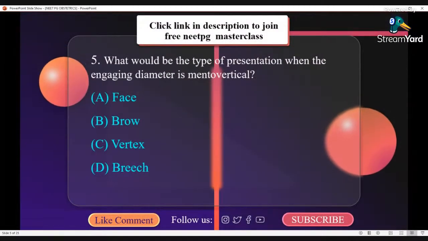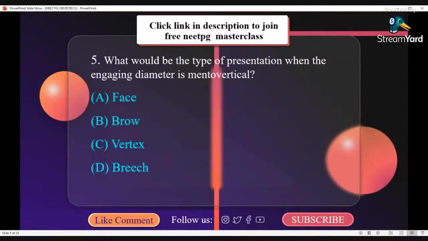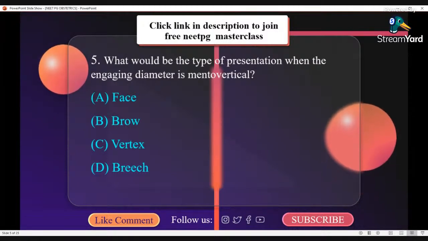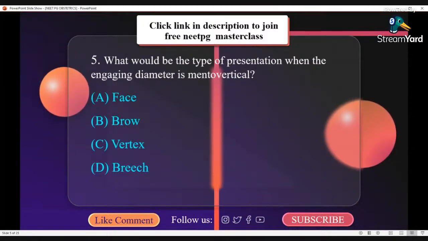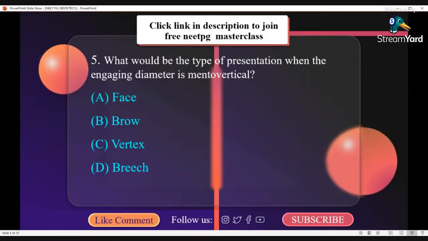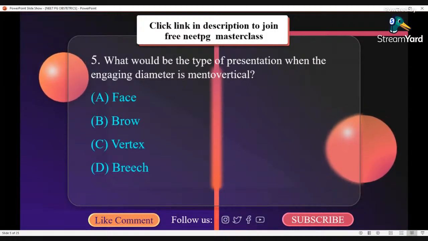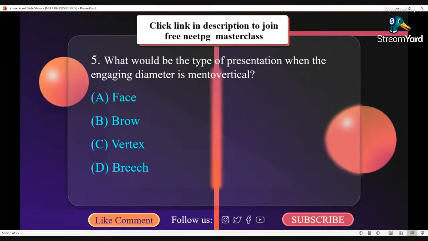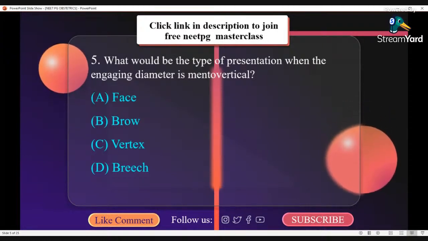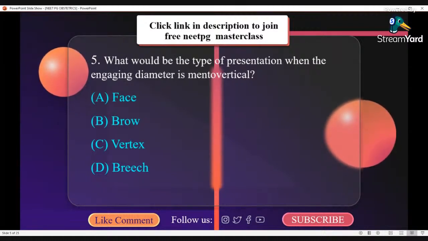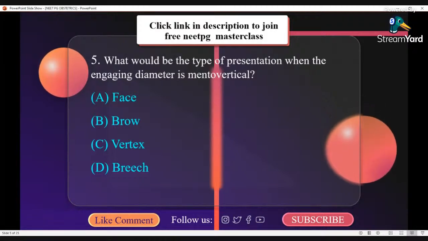What would be the type of presentation when engaging diameter is mento-vertical? Mento-vertical, the engaging diameter is about 14 centimeters. So the correct option here is B, brow. It is very rare. So brow presentation, it is mento-vertical, 14 centimeters.